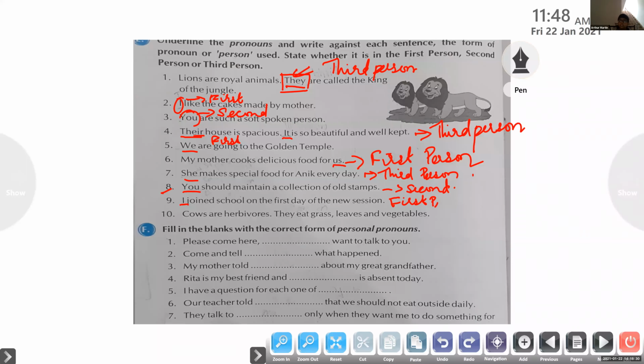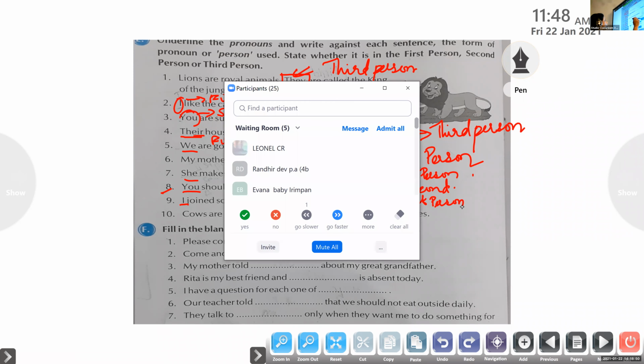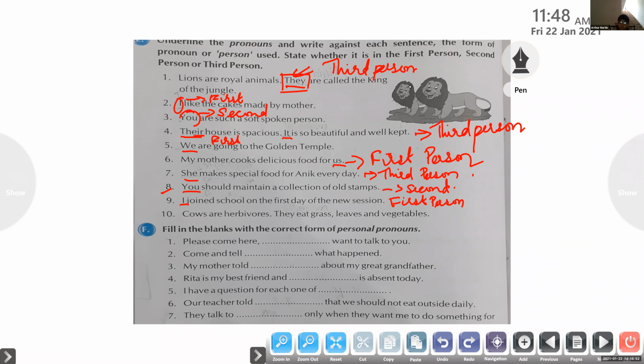Ma'am, your sound is breaking. My sound is breaking. Yes. Okay. No, ma'am. I think it's my network problem. Sometimes it is breaking. Now it's not breaking. Okay, who's that talking there, please? Ihan. Yes.